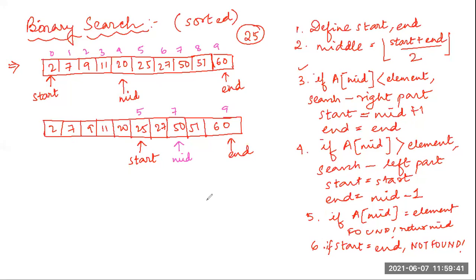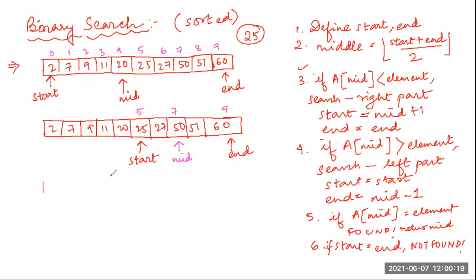I will again check my element to search, 25. Is it equal to the element at mid, 50? No. If no, then I will check whether the element 25 is lesser than mid or greater than mid. The element is lesser than mid. If it is lesser than mid, I will concentrate on the left part of my array. So what will be updated? My start will be as it is. My end will be mid minus 1.